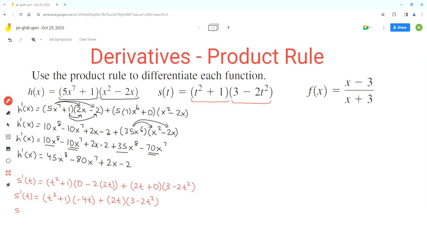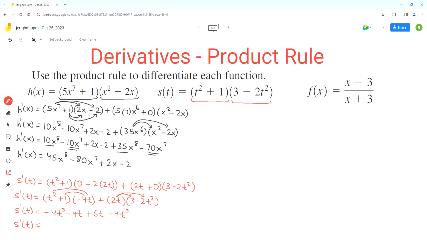Now we can distribute the terms in the parentheses. So we can distribute negative 4t into these two terms. So we get negative 4t cubed and then negative 4t. And next we can distribute 2t into this parentheses. So 2t times 3 is plus 6t, and then 2t times negative 2t squared is negative 4t cubed. And now we can combine like terms.